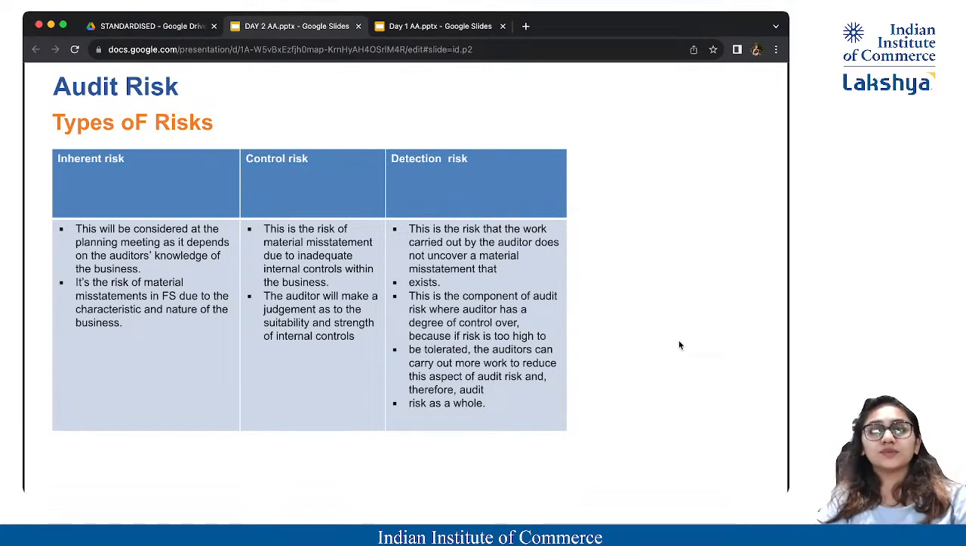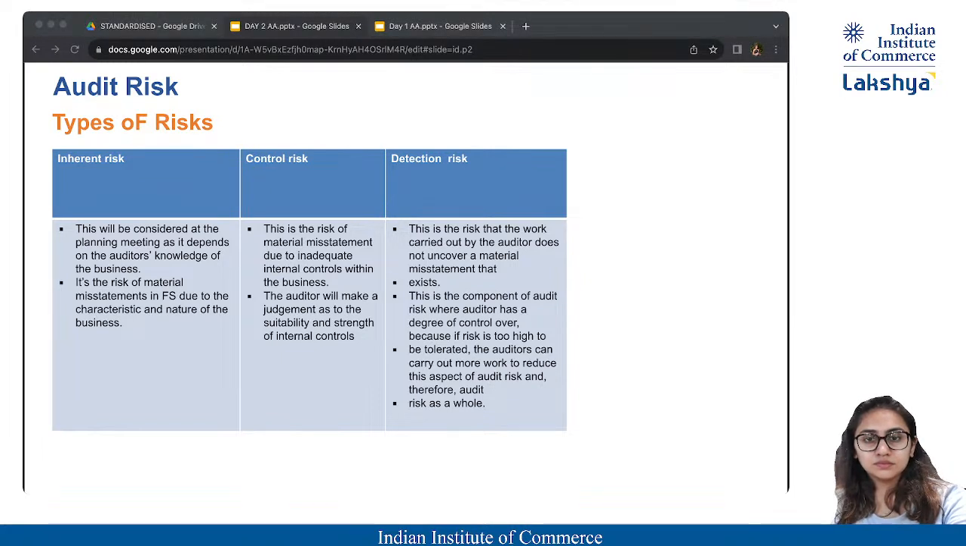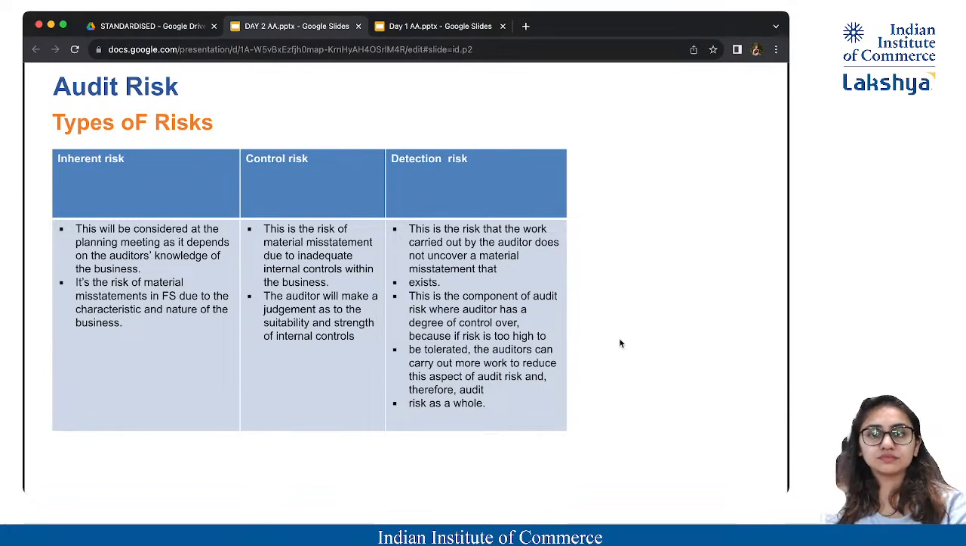Okay, so now next we have is the different types of audit risks. The three basic types of audit risks are inherent risk, control risk, and detection risk. So what is inherent risk? This will be considered at the planning meeting as it depends on the auditor's knowledge of the business. It's the risk of material misstatement in financial statements due to the characteristics and nature of the business. So it is like an inbuilt risk which is already there in your business that you cannot avoid.